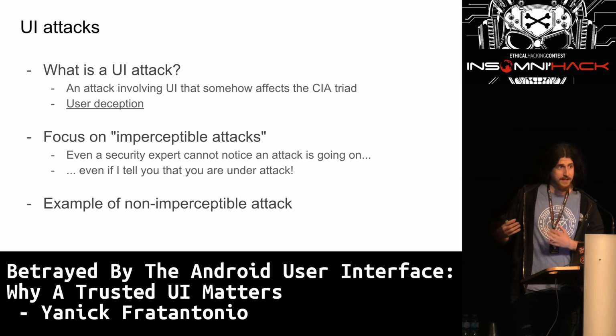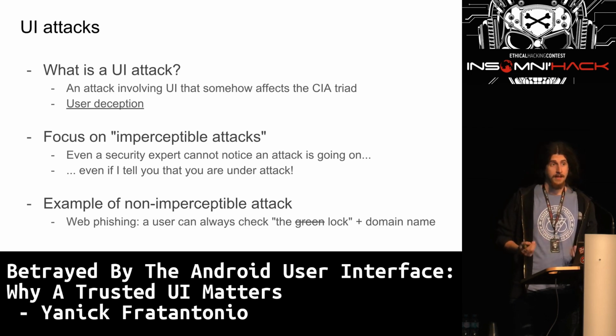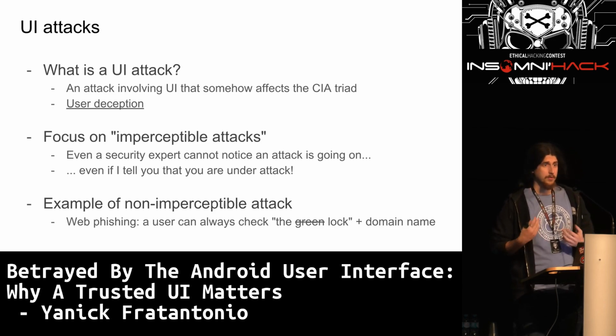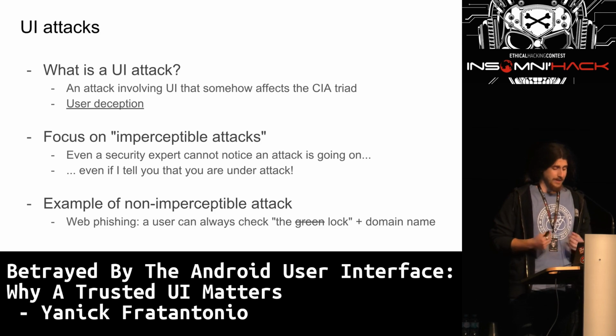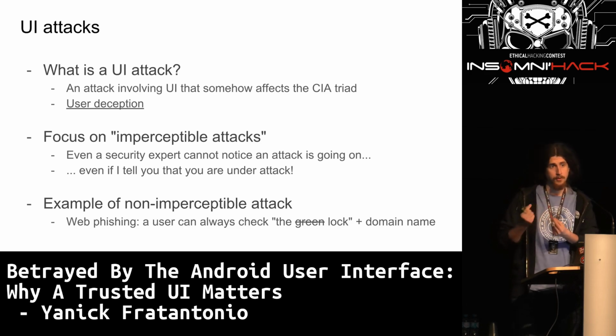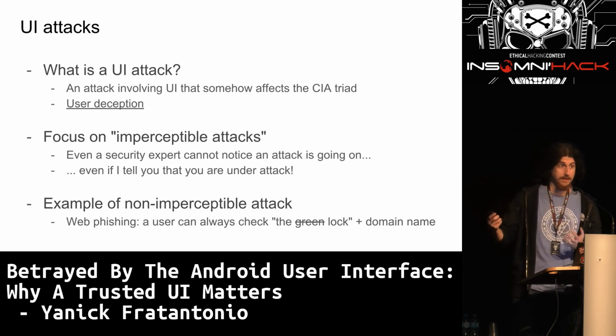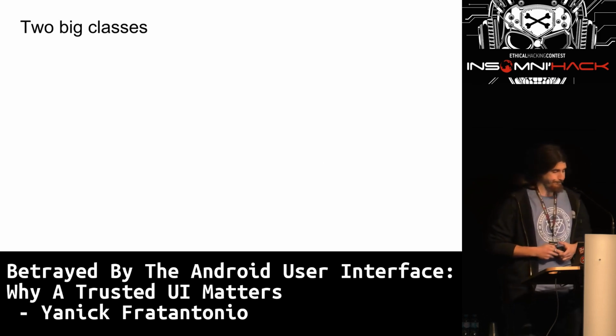Just to make sure this distinction is clear, an example of a non-imperceptible attack that I would consider is web phishing. Web phishing is about tricking the user with some UI tricks, trying to make the user believe this website is Facebook, but it's not imperceptible because the expert has a way to figure this out. You can check the green lock, you can check the domain name that points to facebook.com. So there is some kind of technical way to make sure you are safe. While for some of the attacks I present, that's not the case, that's why I find them interesting.